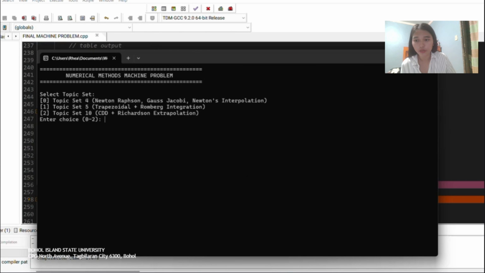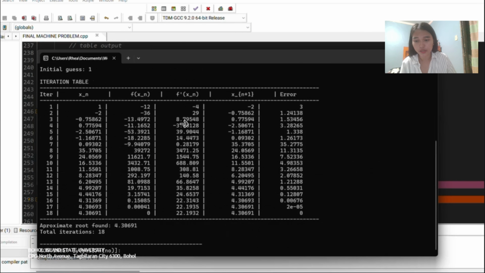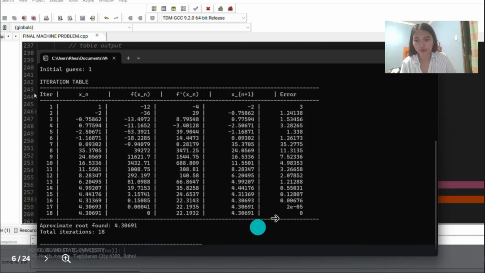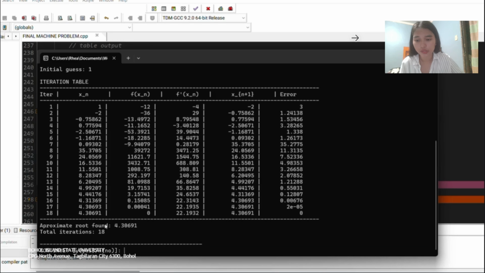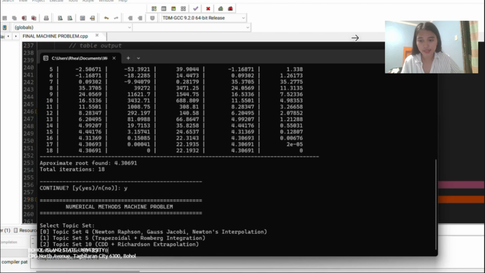Okay, let's run the code. You need to type 0 for topic 4 and type 0 for the Newton-Raphson. So type the equation x cubed minus 4x squared plus x minus 10. Initial guess is 1. So as you can see, this is the iteration table. The approximate root found is 4.80691 and the total iteration is 18.